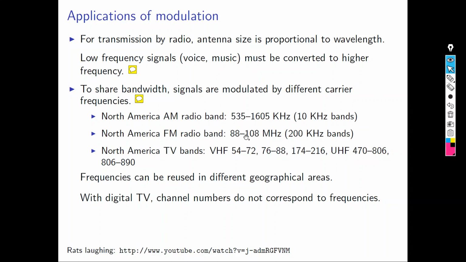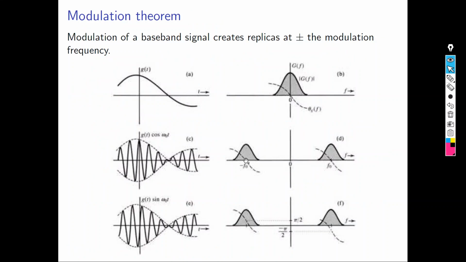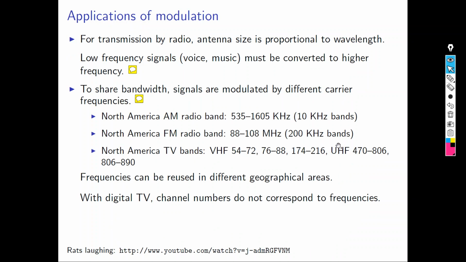FM radio uses 88 to 108 megahertz. This is the frequency. This is Fc, the carrier. This here is W naught. What's the bandwidth? The bandwidth is a little bit more.